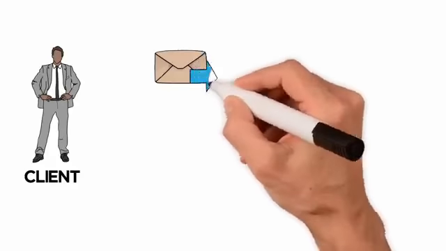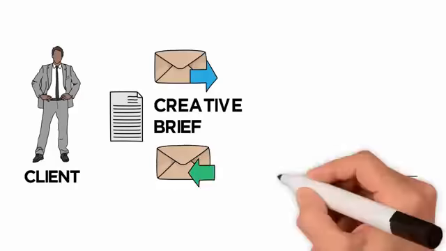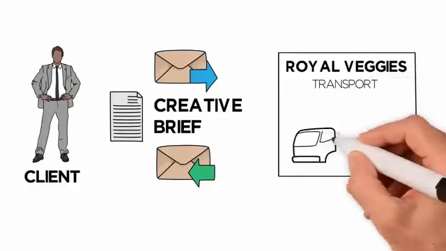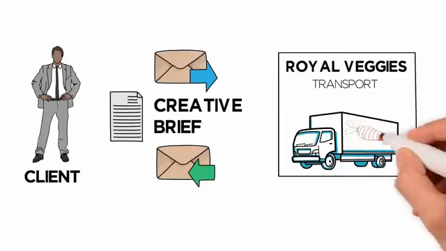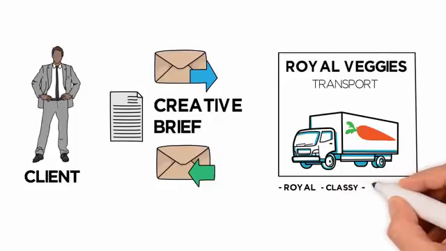Let's use a client as an example. After sending him the creative brief document, he responded with the information needed. The company name is Royal Veggies Transport. It's a transport company of vegetables, with controlled temperature. The client wanted something elegant and classy. At the same time, the logo needs to reflect the veggies aspect.